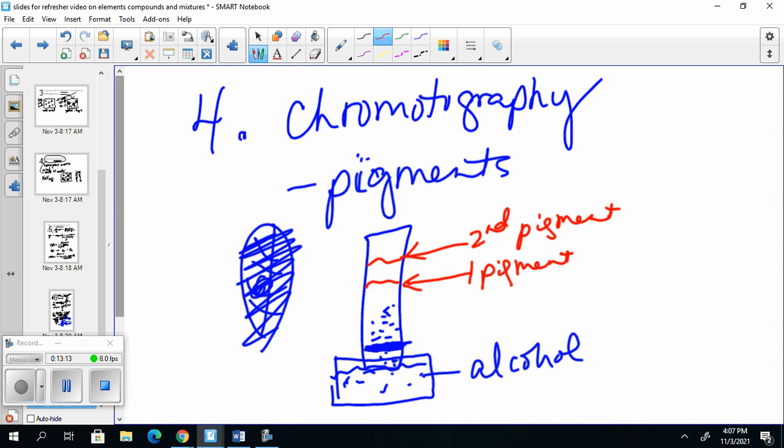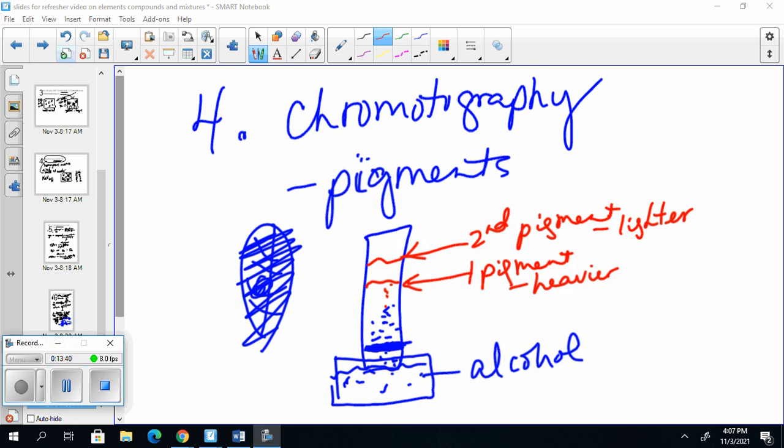And it's moving based on its size and based on its attraction to this paper. So the first pigment is definitely heavier and this one would be a lighter one because it was able to move further. And so it's attracted to the paper, it was attracted to the alcohol, and it moves up according to that size. All right, so that is our refresher today.